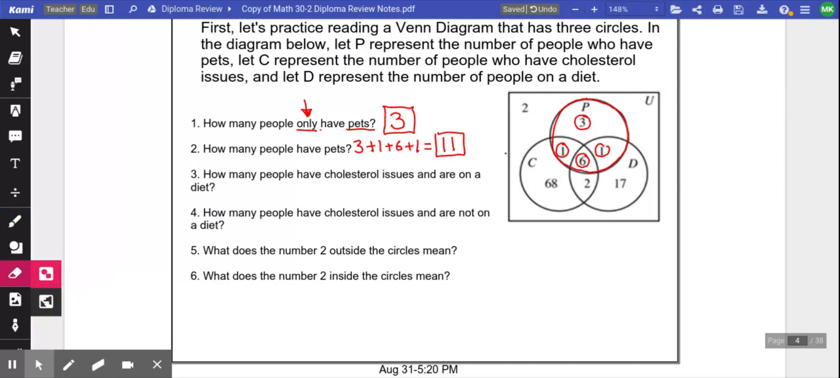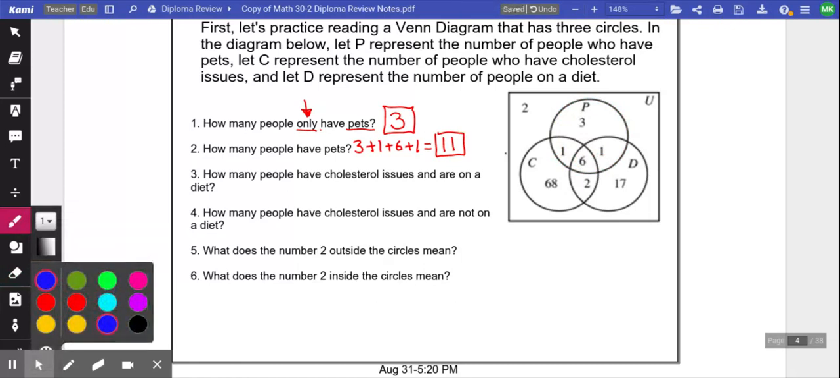Question number 3. It's asking for how many people have cholesterol issues and are on a diet. So cholesterol would be C, diet would be D. You're looking for and. That means you need to be in both circles. A lot of people would answer 2. And while those two people certainly do have cholesterol issues and are on a diet, they're not the only people with cholesterol issues and on a diet.